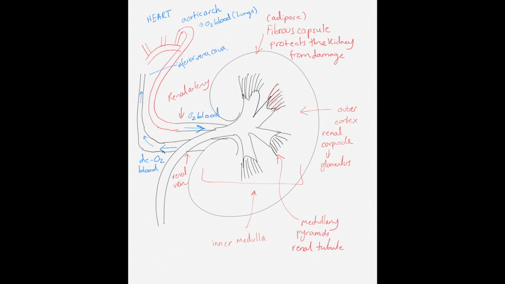Now I want to actually zoom in on this structure here, and this structure is important because we have something here. So this top part here is called the minor calyx, okay? And this here is the major calyx.